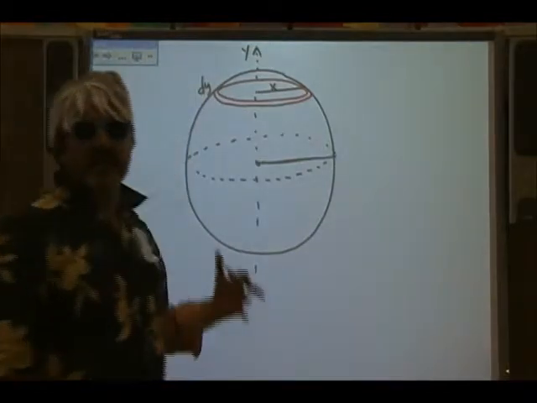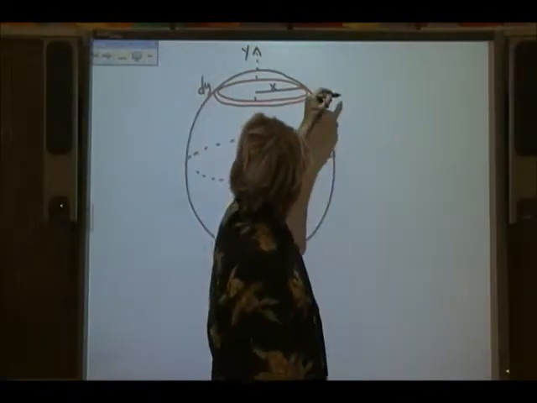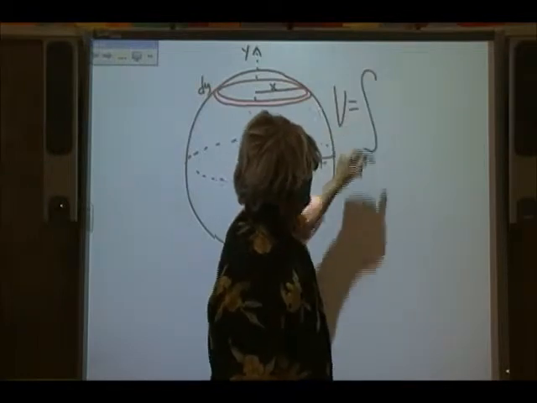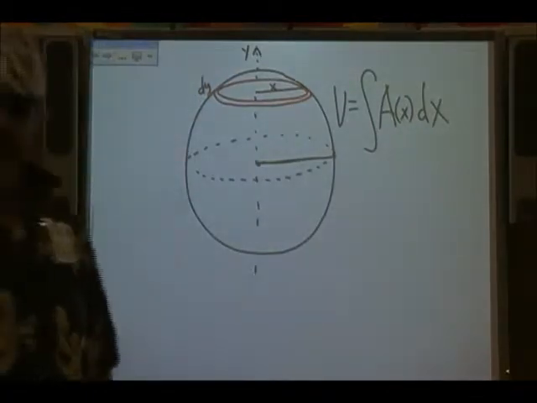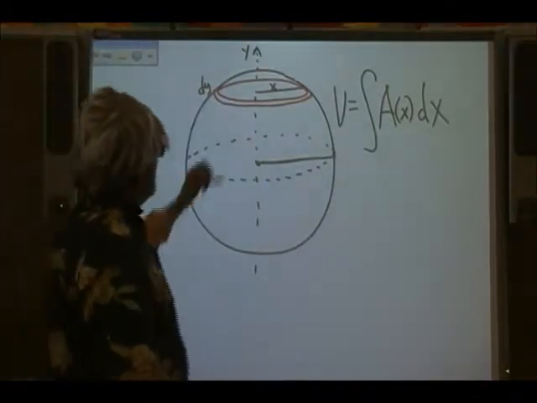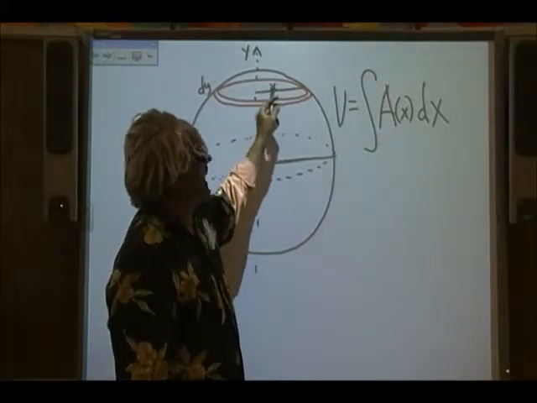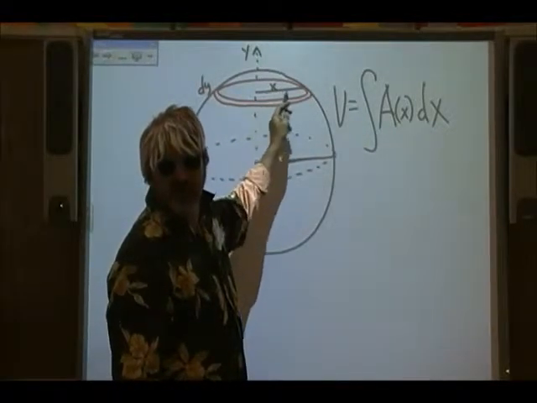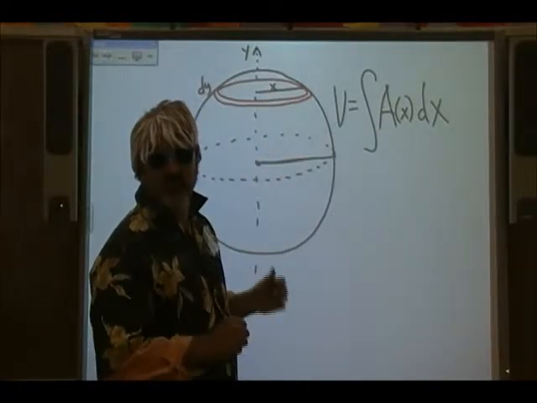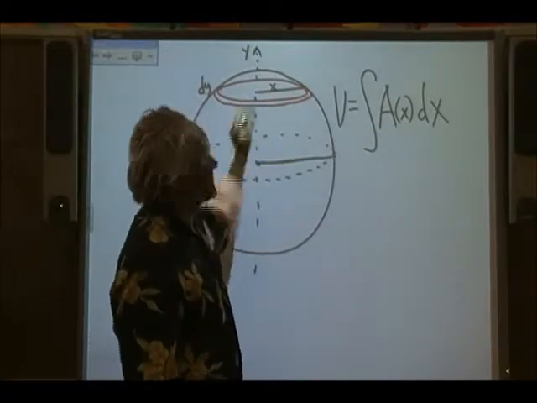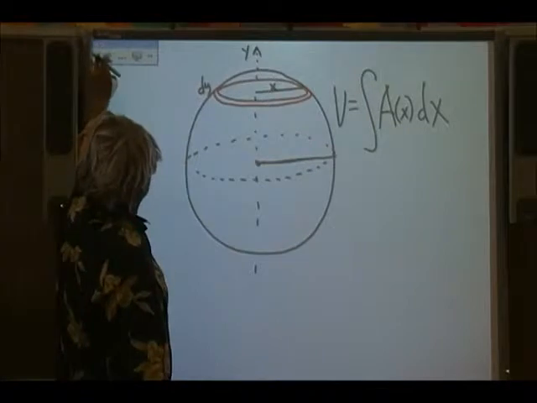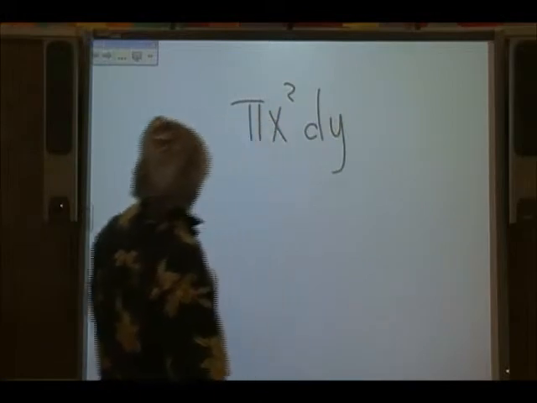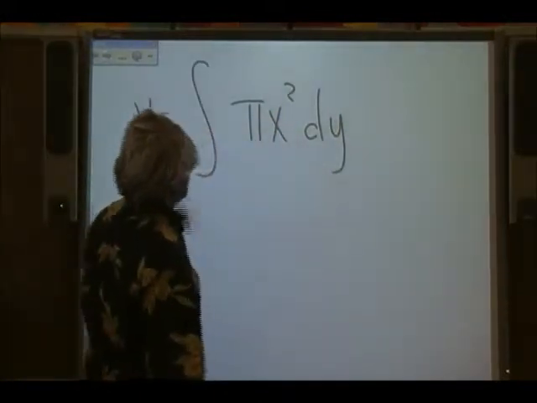And we know that to get volume, you have to integrate the area. Now, how are we doing this area? Well, the area of this circle is pi r squared, which is pi x squared. So the area of this circle, times the measure of the thickness, is pi x squared dy. And for the volume, we are going to integrate this.